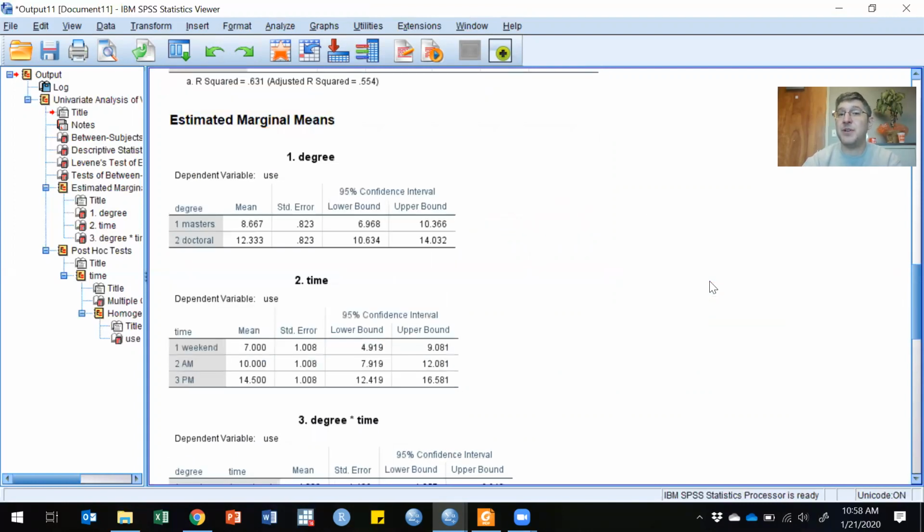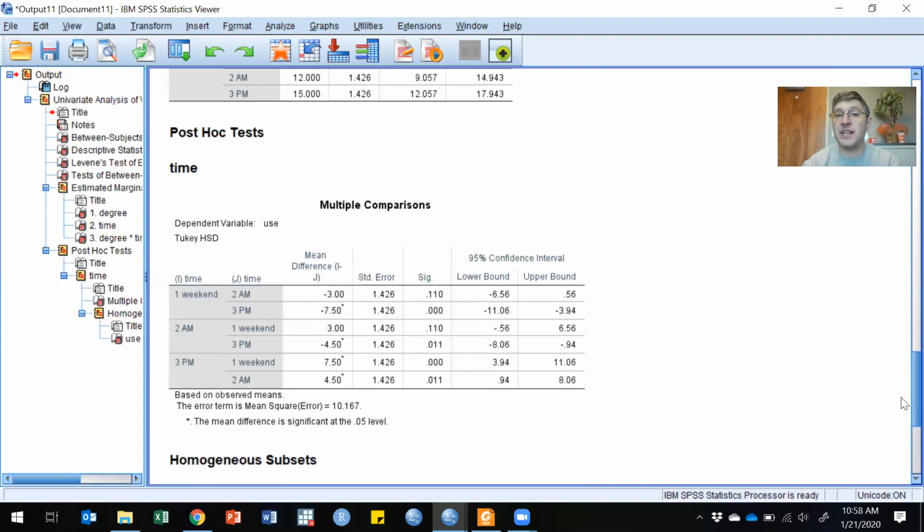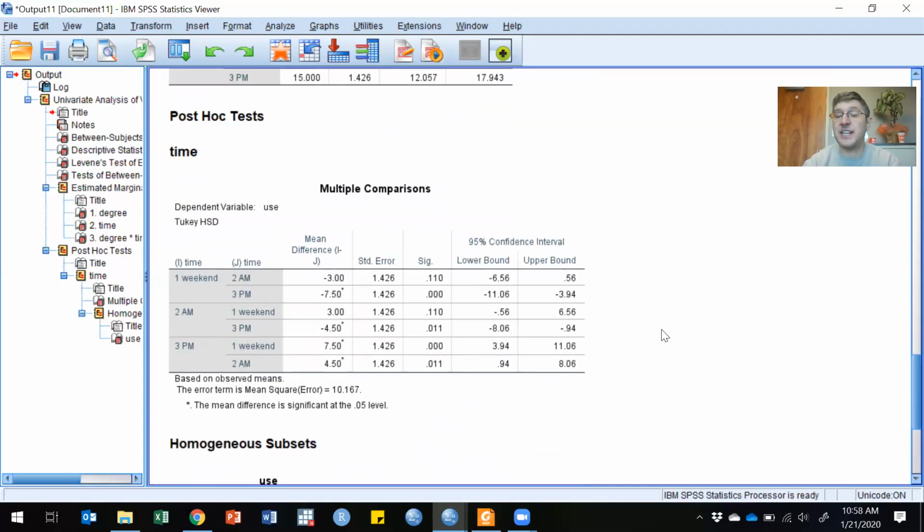Since it's 3 or more time periods, we need a post hoc test to look at the difference between those groups. Just looking at the raw means, you can see students use the computer lab more in the evenings than they did in the morning or the weekends. But we could request a Tukey post hoc test, and we can see that, yes, students use the computer lab significantly more in the evenings than they did on the weekends. And so we have a significant effect here.